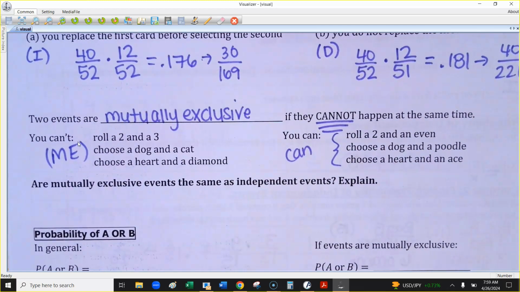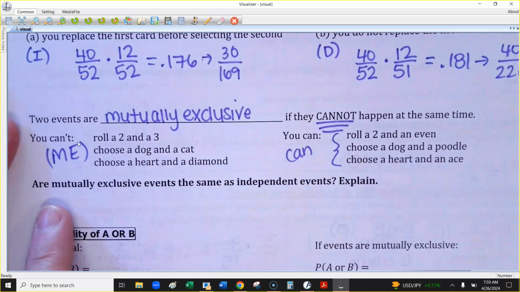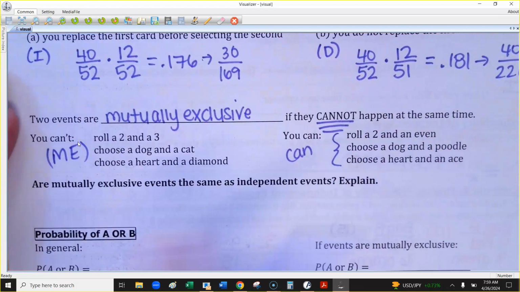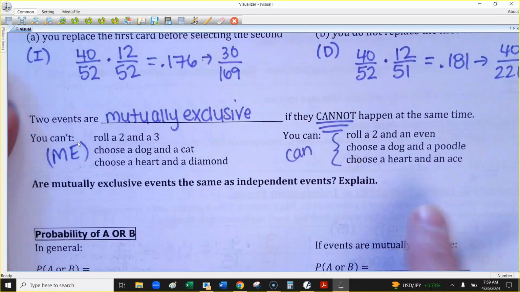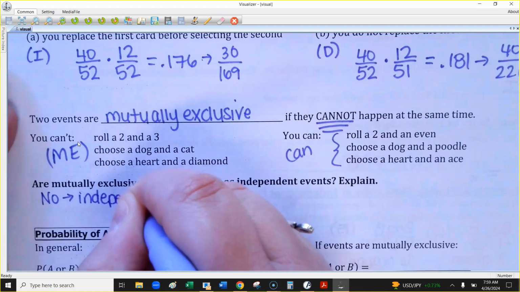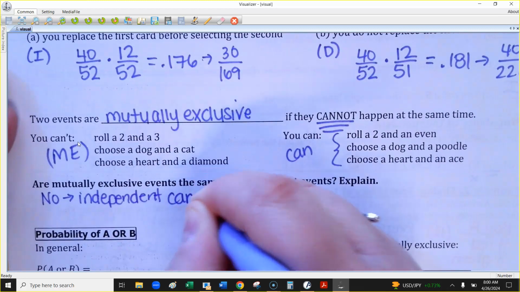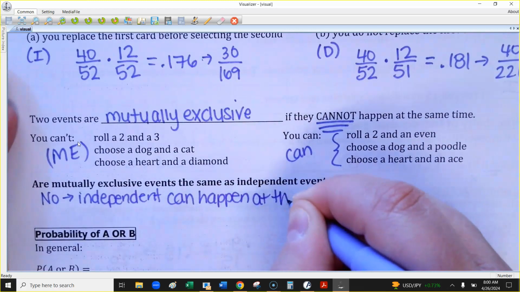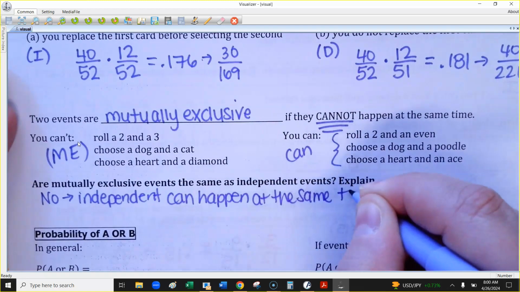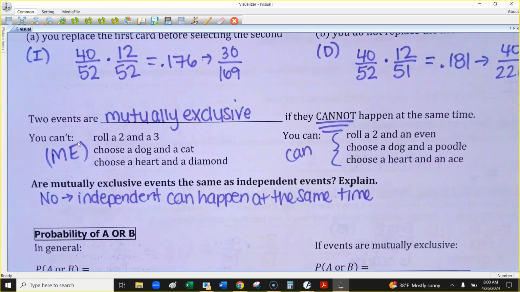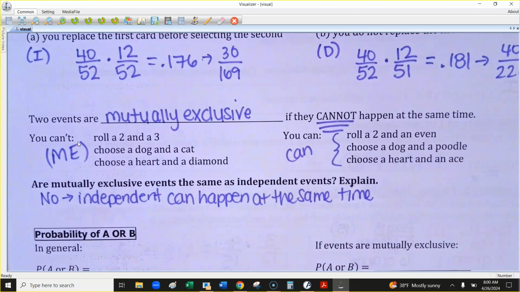Now, just to make a distinction, sometimes people think mutually exclusive means independent. They're totally different things. Are mutually exclusive events the same as independent? I would say no. Independent events can happen at the same time. Like I could roll a die and flip a coin. Those two things can happen at the same time. They're separate, so they're not mutually exclusive.